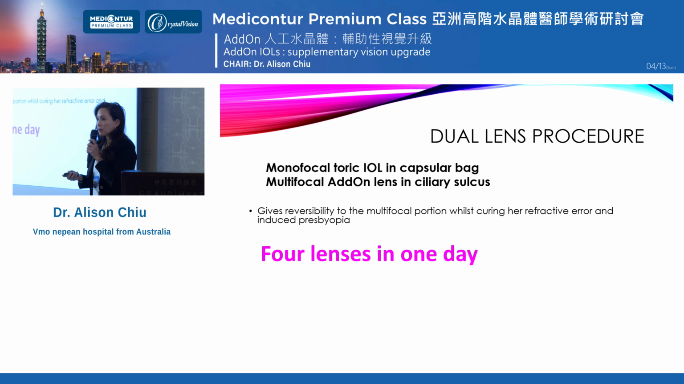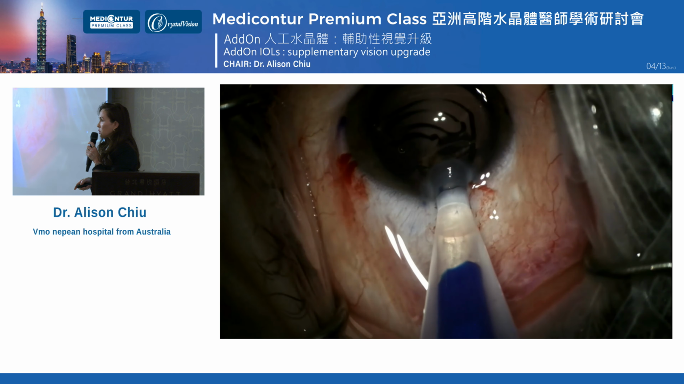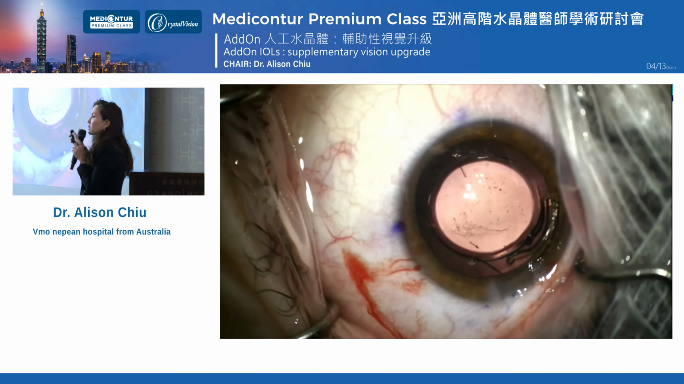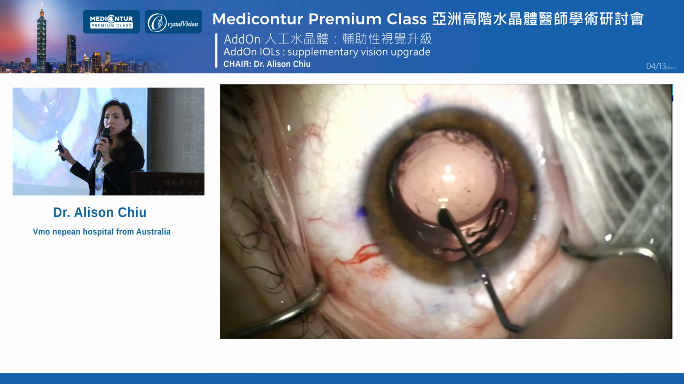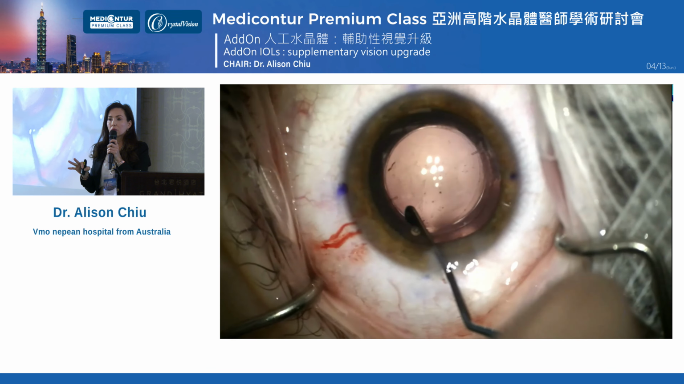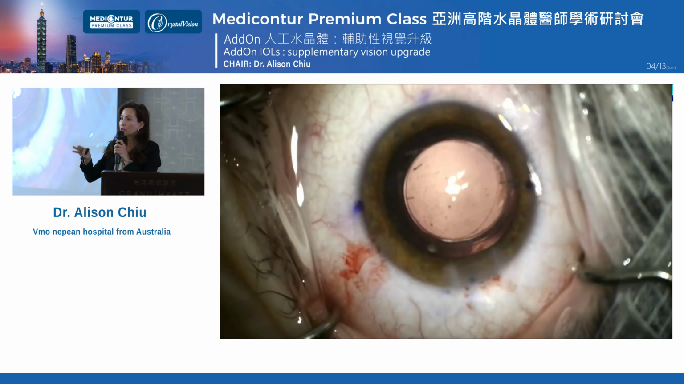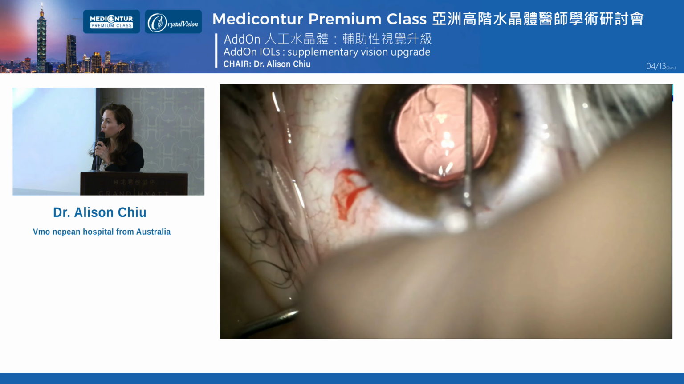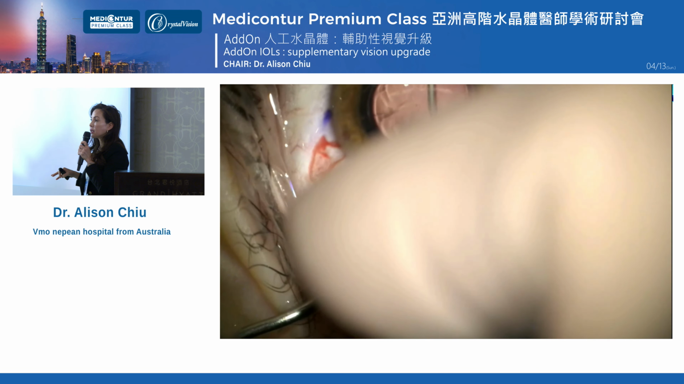So we went ahead and did 4 lenses in the one day, both eyes. And you can see her primary lens going into the bag. This also is a toric. So you correct everything in the bag that you can, aiming for plano, because if you end up needing to take that multifocal add-on out, you still want her to have good distance vision. So it's important in this case to correct everything you can in the bag.